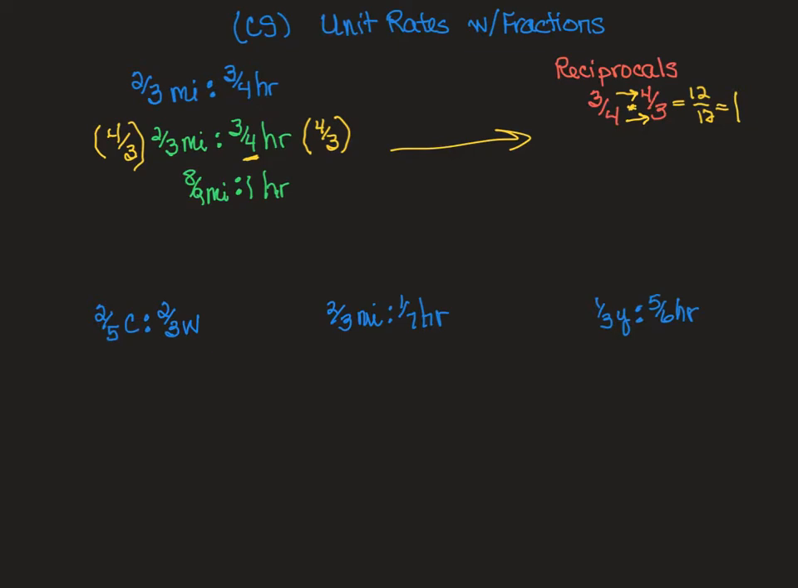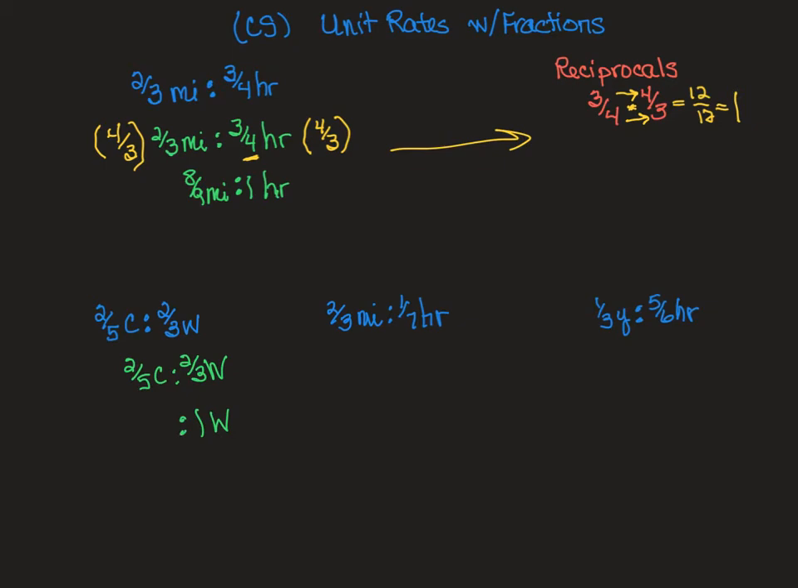Very straightforward. I'm looking for the reciprocal on the side where I want to get to 1, and then I just multiply both sides by that reciprocal. So let's look at the practice problems down the bottom. I have 2/5 of a cup for every 2/3 of a cup of water. But I want 1 cup of water. How much concentrate do I have to put in 1 cup of water?